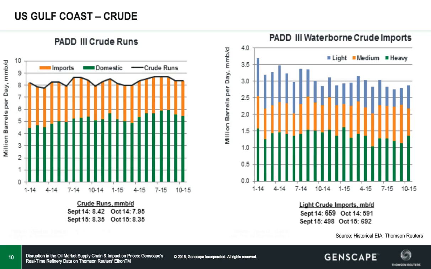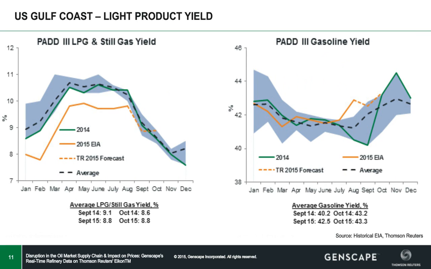For the Gulf Coast, LPG and still gas yields have been lower year-on-year, but showed some strength in August, remaining near last year's levels. The yield will fall seasonally in the coming months, with September and October's yield expected to remain near 8.8%. The gasoline yield in PADD 3 jumped in August to above the 5-year max, and we anticipate it to remain above the 5-year average in September and October at 42.5 and 43.3% respectively.